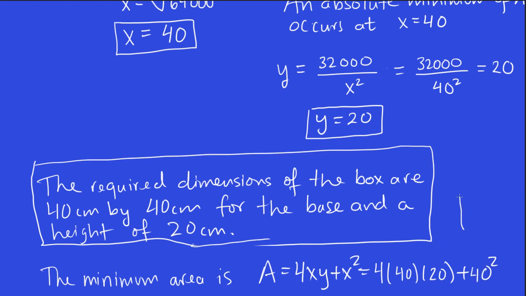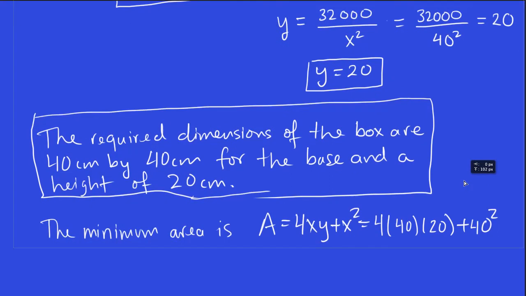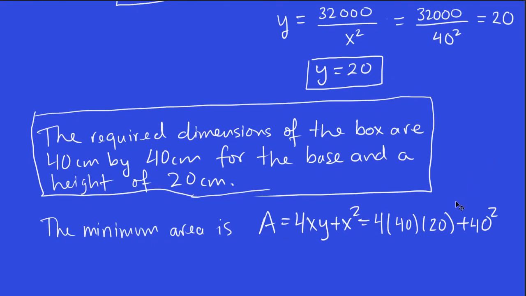And when I type that in my calculator, let's see what I get. 4 times 40 times 20 plus 40 squared. 4,800. What's the units on that 4,800? Centimeters squared, right? So the question didn't ask this last part. It just asked for the dimensions of the box, which are given right here. But in case you're interested, this minimum area is 4,800 centimeters squared. All right, that's all for that.